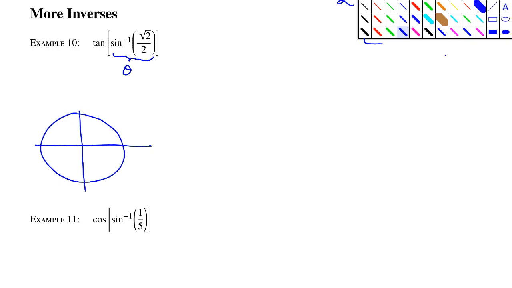Since sine is the y-coordinate on the unit circle, this is some x and root 2 over 2. And this angle is the theta. And the question is, what theta produces this point on the unit circle? Well, that's a common point on the unit circle, and that would be the tangent of pi over 4.